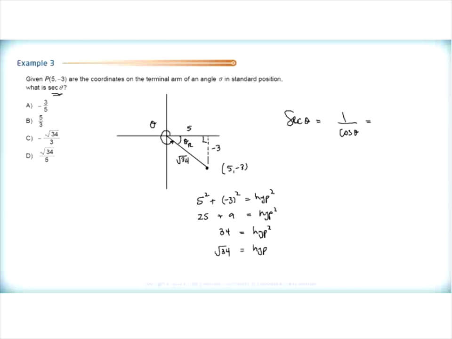Okay, so secant again is 1 over cosine. Well, the cosine is equal to adjacent over hypotenuse. The adjacent side is 5, the hypotenuse is root 34. So secant being the reciprocal of that will be root 34 over 5, and it's positive. There's your answer. Positive root 34 over 5.